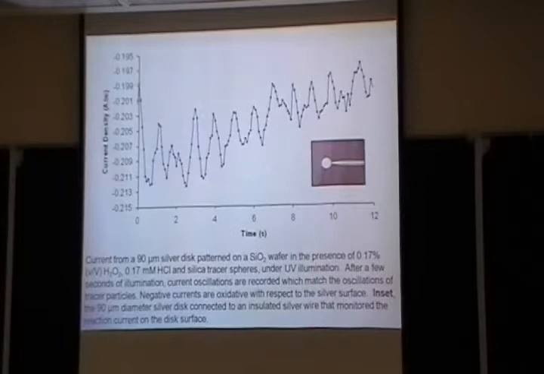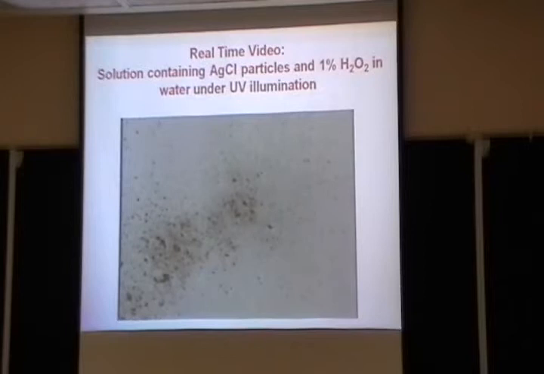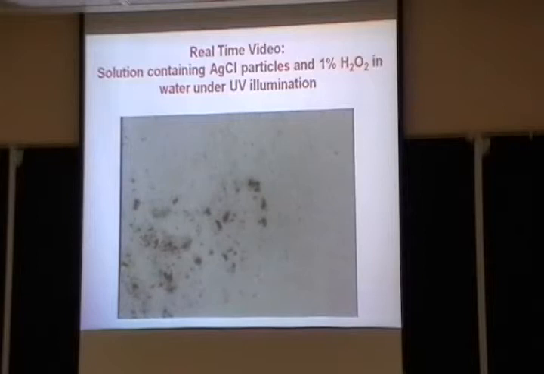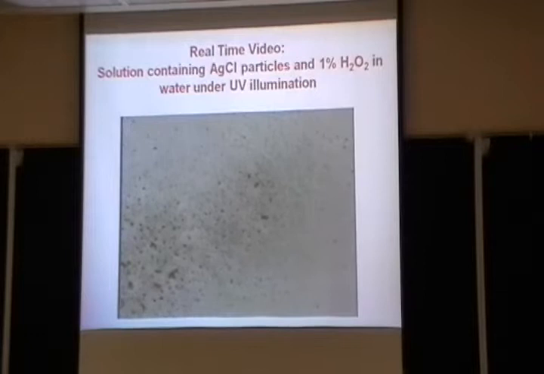And then we get into these things, which I have no idea about. So this is just a collection of silver chloride with some oxidant, and the light is constantly on. And they go back and forth, forming clusters, breaking apart, forming clusters, breaking apart, and so on and on. I don't even know how to model this stuff.